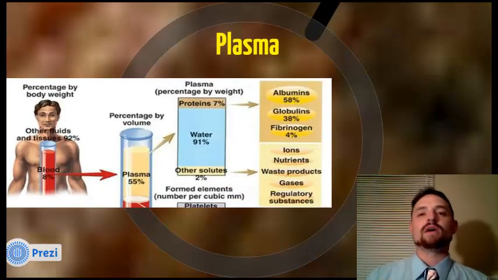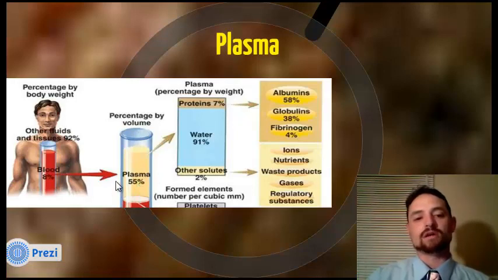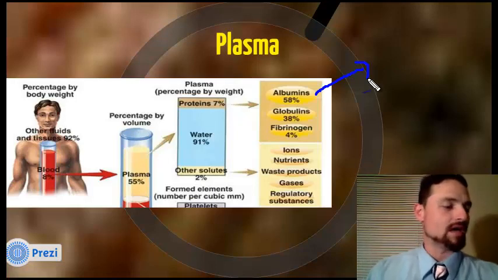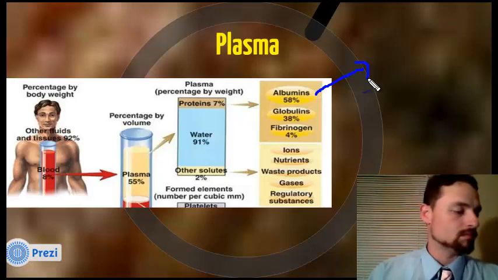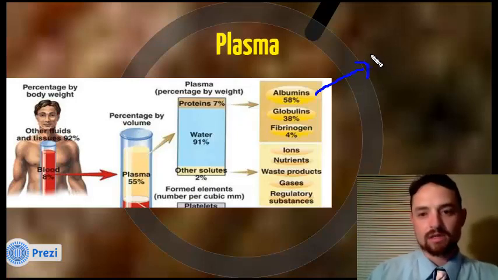Then we have the plasma. So the blood is made up of about 55% plasma. You can see that here on the picture. So in that 55% that's plasma, you find that there are some significant things. So the first here is albumins, and albumins are most of the plasma proteins.